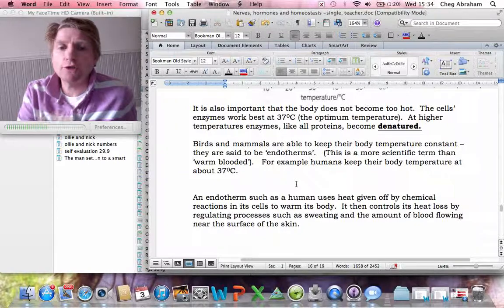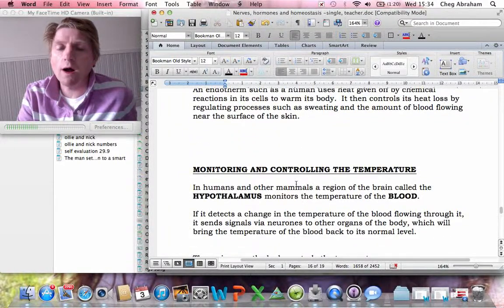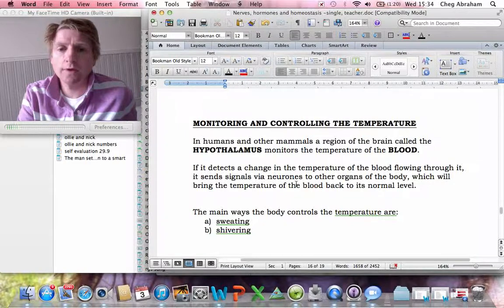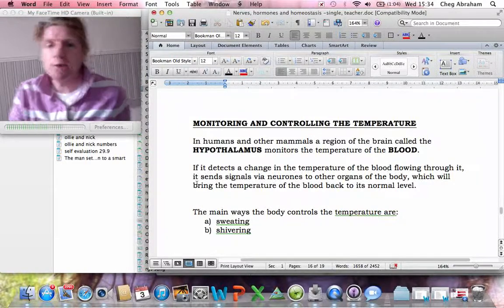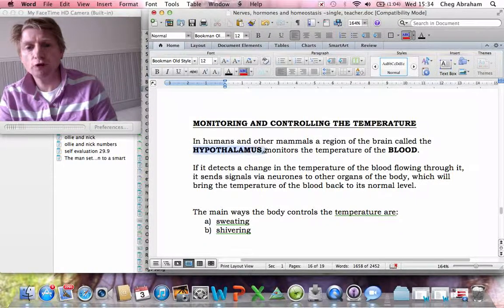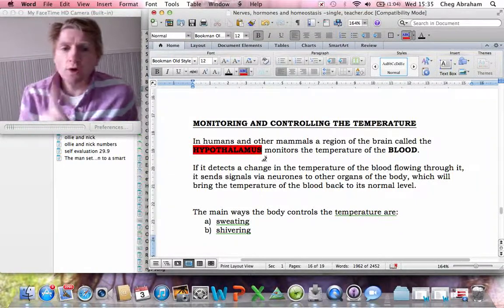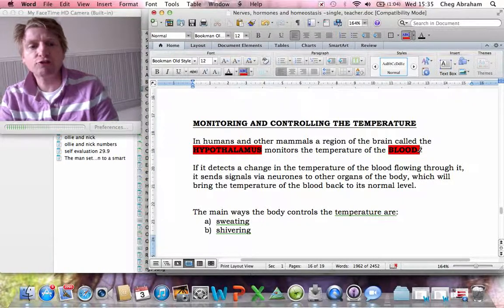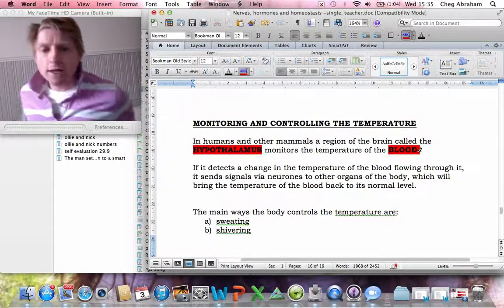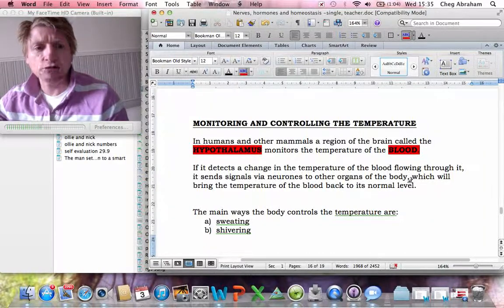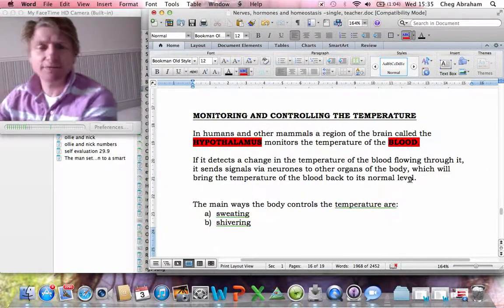So make sure you're able to cross-reference that as to why we need thermoregulation, okay? So, big key word here is the hypothalamus. The hypothalamus regulates the temperature of the blood, okay? So remember, the blood's zooming around, and then the hypothalamus senses it, and as a result of that, it creates a negative feedback system.